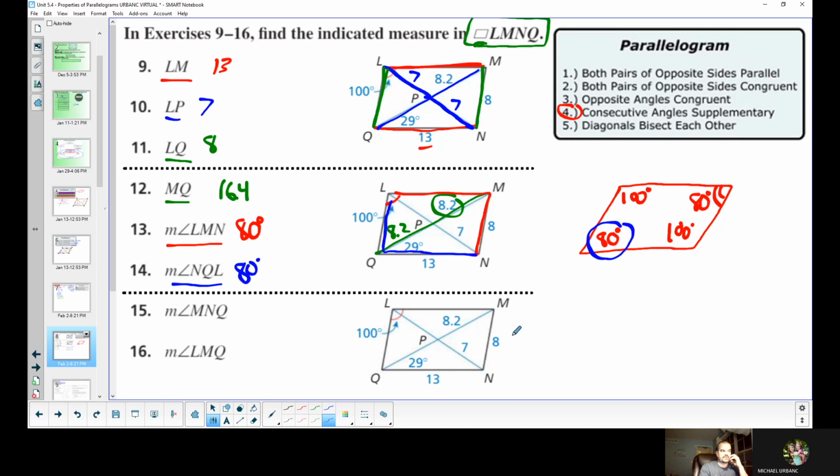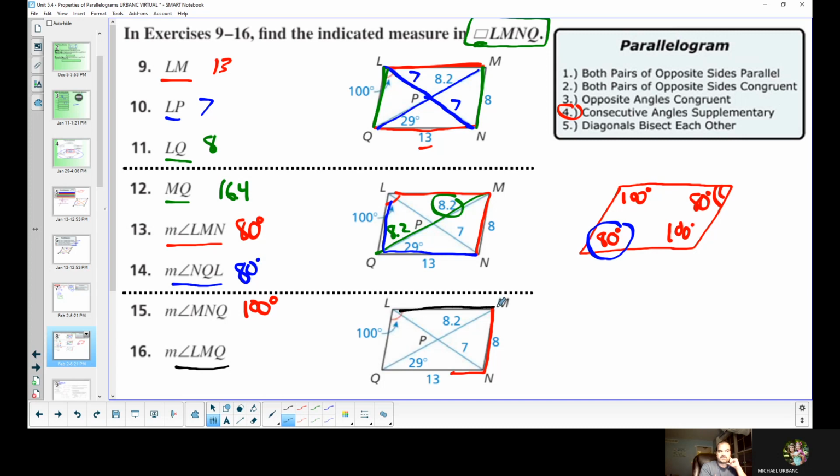All right, we'll speed up a little since we have most everything we need. Question 15 asks us for angle MNQ, which is the one in the lower right. We already said that's 100. So sometimes it's just nice to fill in the information and see where it takes you, and sometimes you need it and sometimes you don't. The last question is a little tricky. The last question is the measure of angle LMQ.